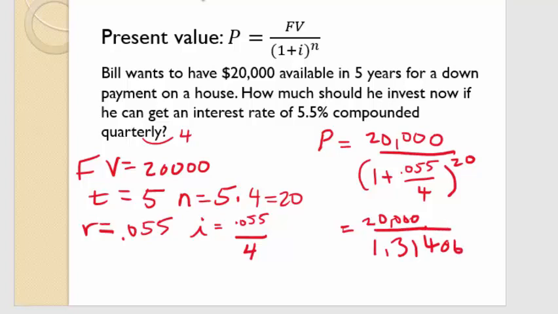You want to go out as much as you can to make it as accurate as you can. So I'm going to have to clear that out and put in $20,000 and divide it by 1.31406. And I get $15,220 and take it out to the cents. So in this case it's 0.00, so there's no cents involved. Could be 0.01. But that's how much I'm going to need to invest now in order to have $20,000 after 5 years at 5.5% interest.